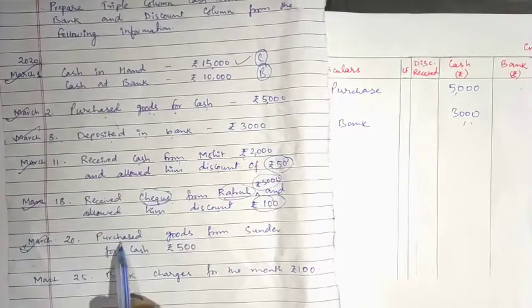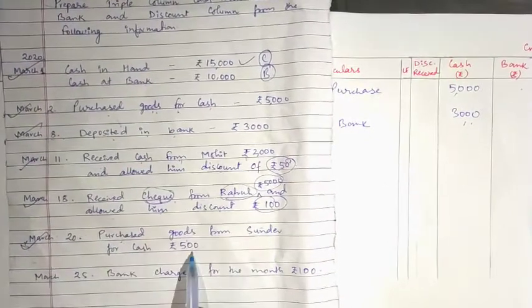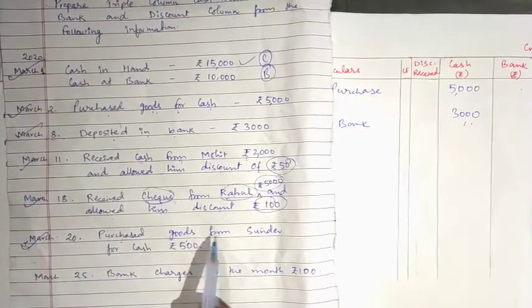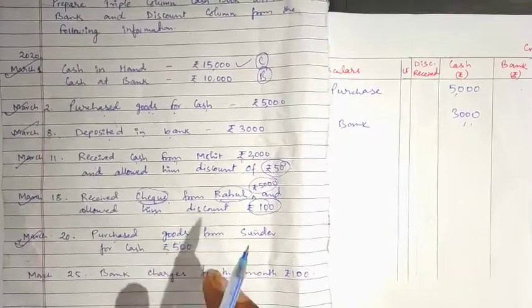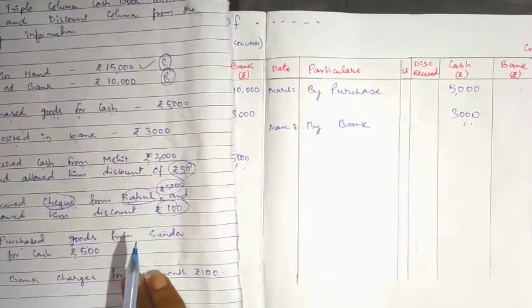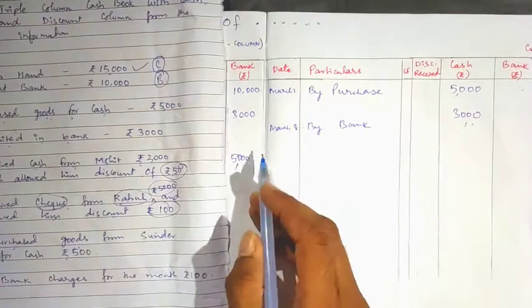Now March 20. So purchase goods from Sundar for cash 500. So purchase goods from Sundar for cash. So purchase is purchase. What will happen? Cash is going. So cash is going out means it will come in the credit side.